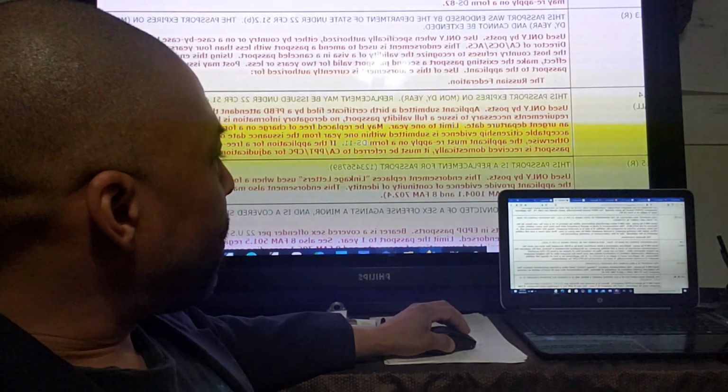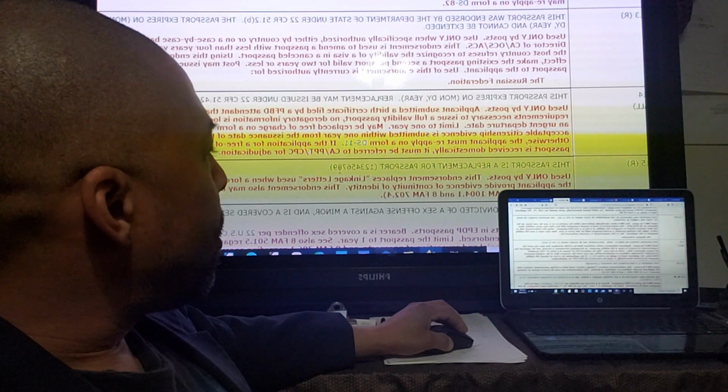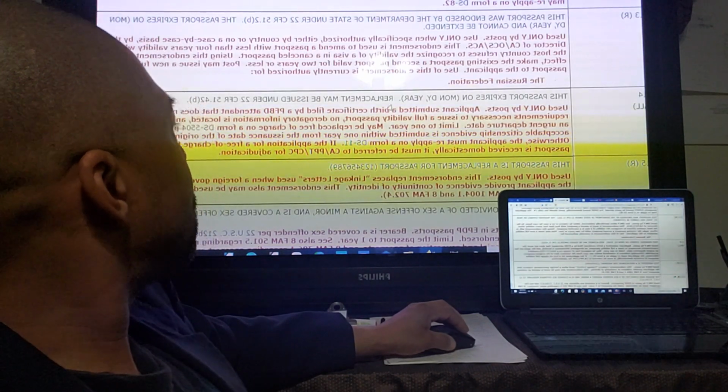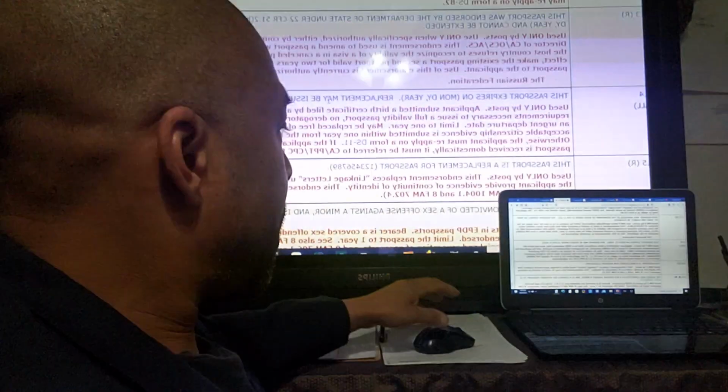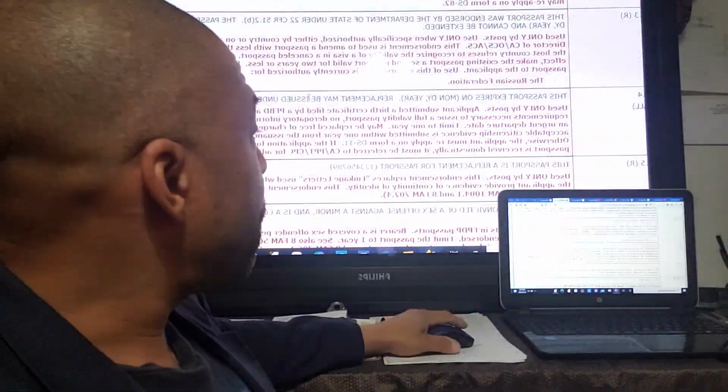The passport is a replacement for passport, and then number, whatever. This passport expires, blah, blah, blah. So, all right, guys, that's about it. So if you want to check out these codes, oh yes, you're right. I did promise that I would give you a recap on what to look up so you can find this out for yourself.